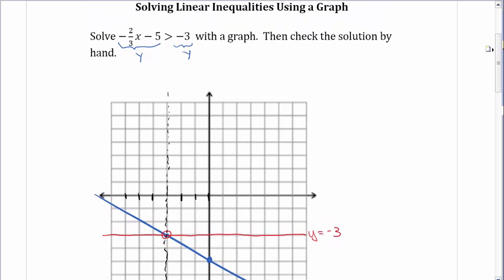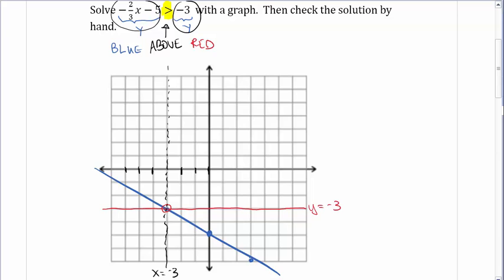Well, you have to know that when this says greater than, what I'm looking for is where the first y value, the negative 2/3 x minus 5, is greater than the other. On a graph, y values that are greater than are above other y values. So when I look at my graph, this negative 2/3 x minus 5, that's this blue line, and the negative 3 is the red line. So what I want to know is where is the blue line above the red line? And specifically, on which side of that dotted line that I drew at x equals negative 3?